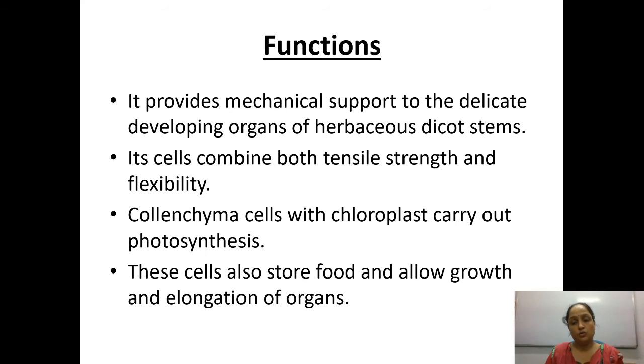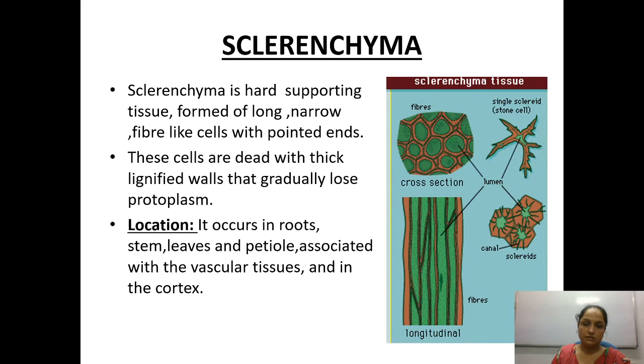Parenchyma cells with chloroplast carry out photosynthesis. The way you have seen in the parenchyma that chlorenchyma was there, because chloroplast was present in it, similarly if chloroplast is present in parenchyma, then they will be able to do the process of photosynthesis. Next, these cells also store food and allow growth and elongation of organs. So these cells also store food, and moreover they allow growth and elongation of the organs. Next in the category is the sclerenchyma.